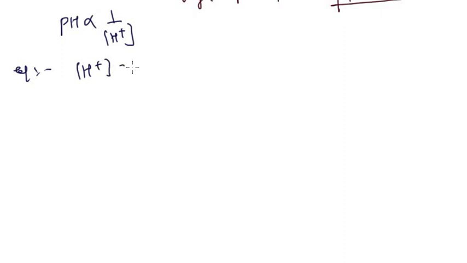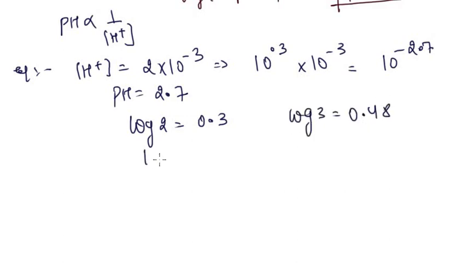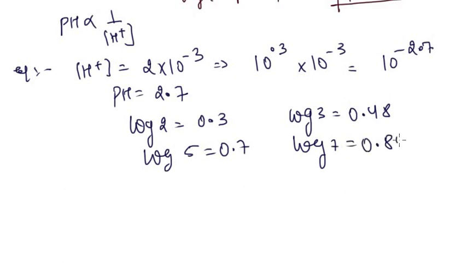Example: the concentration of H plus is 2 into 10 to the power negative 3. Then we could write 2 as 10 raised to the power 0.3, into 10 raised to the power negative of 3. So it will become 10 to the power negative of 2.7, so the pH will become 2.7. But every time we are not going to write 2 as 10 raised to the power 0.3. Actually, this is the log value. Log 2 is 0.3. Log 3 is 0.48. Log 5 is 0.7. And log 7 is 0.85.